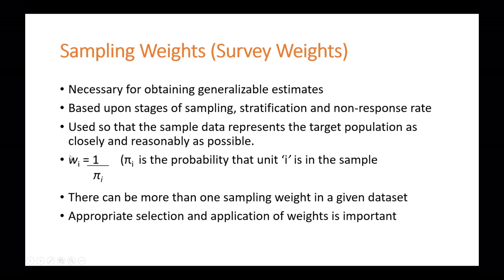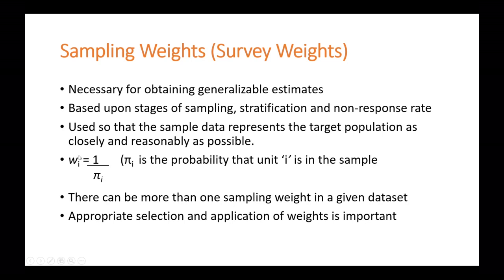Over here you see an equation which shows what sampling weights are and how they are actually calculated. The W here is the sampling weight. So your sampling weight is equal to 1 divided by pi, with a superscript I. I is the unit in the sample and pi is the probability that unit I is in the sample, which means I is each case or each participant.